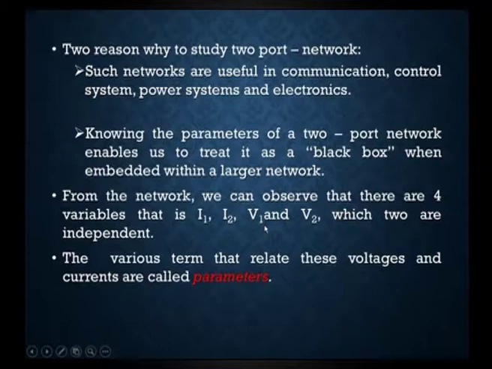Parameters are different: they relate this voltage and current, which we are going to study in the upcoming slides. So these are the differences between two port and one port, and the uses of studying the two port network. Next we move on to hybrid parameters.